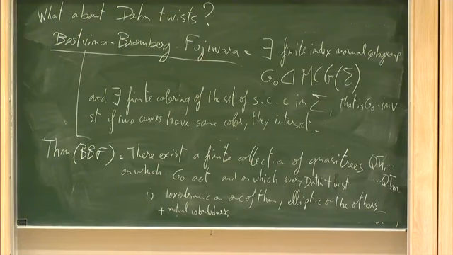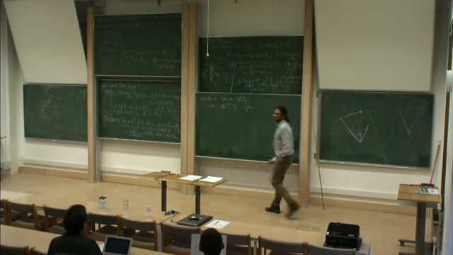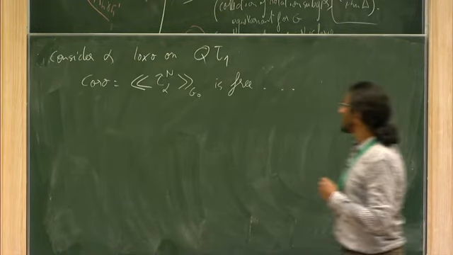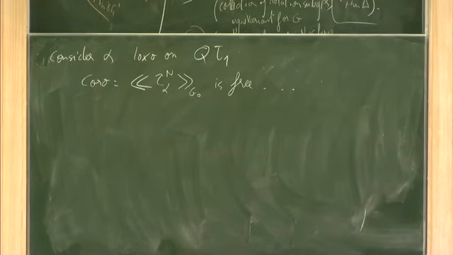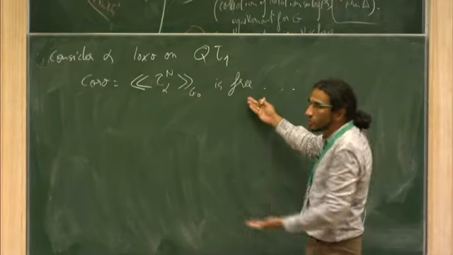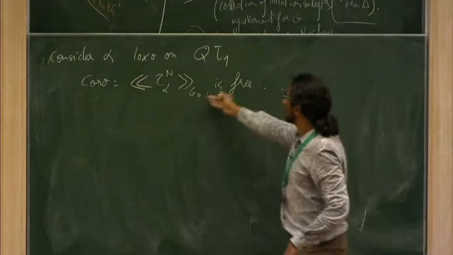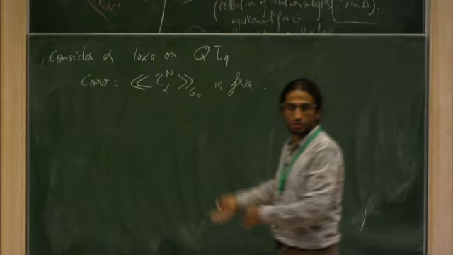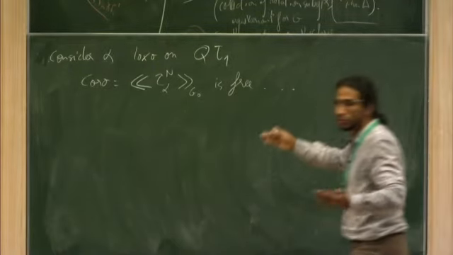So you can run the same argument. And what you get, so Coro, is that the normal closure of tau alpha to the n in G0 is free. But that's not what you want. You don't want free. You want to see some commutation. And you don't want G0. That's the problem. You want the mapping class group. So that's not the good answer to the good question. That's a good answer, but to a bad question.